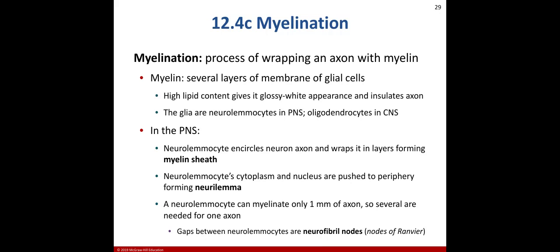The neurolemmocyte cytoplasm and nucleus are kind of pushed off to the side, and it forms what we call a neurolemma. The neurolemmocyte can myelate only 1 millimeter of axon. So we need a lot of these. Obviously, we need more than 1 millimeter. So we have several of them wrapped around. Any gaps in between one neurolemmocyte and the other in creating that myelin sheath are called neurofibril nodes or nodes of Ranvier.